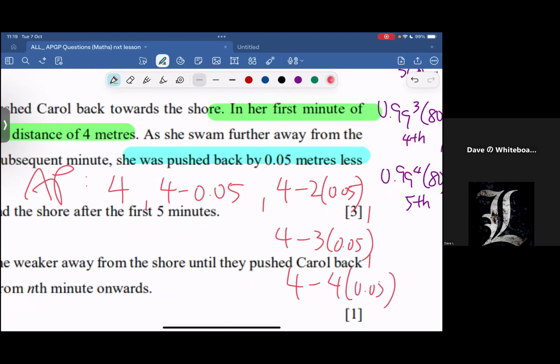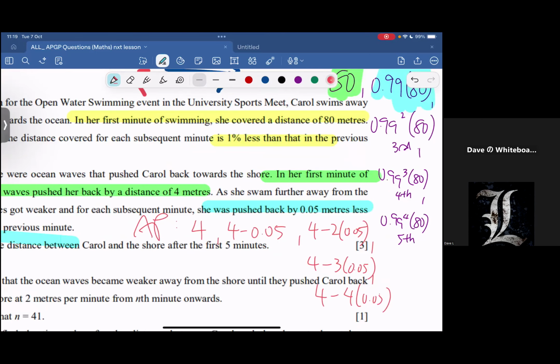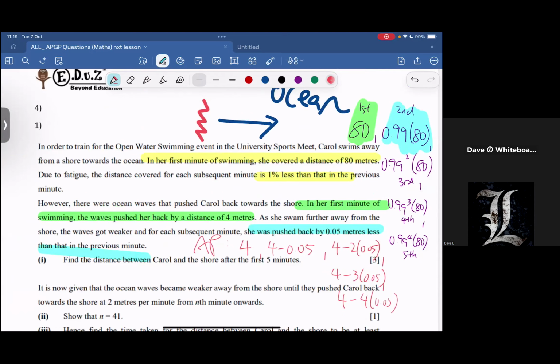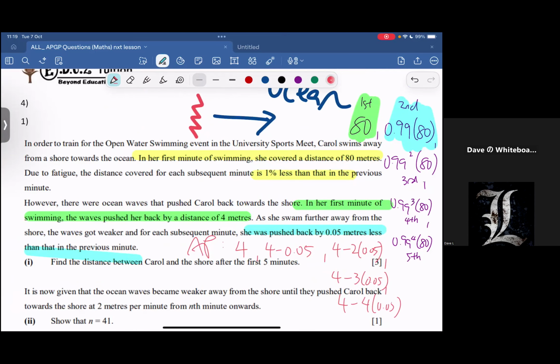So, what exactly is the total distance traveled for this period? It's basically just add all the purple things together, minus away everything added up from the AP, which is the total pushback. That will be the distance between Carol and the shore for the first 5 minutes. Simple as that, and you get the distance.